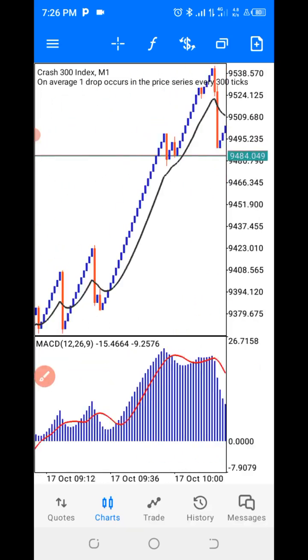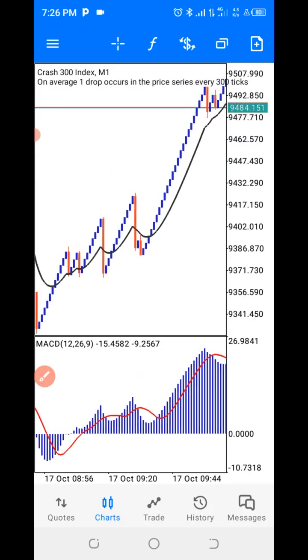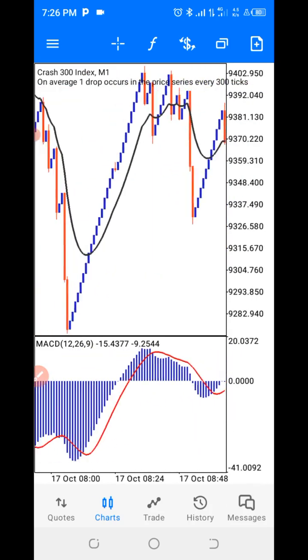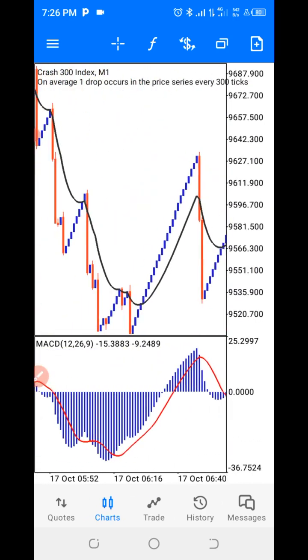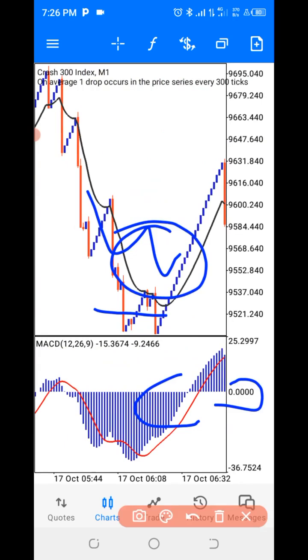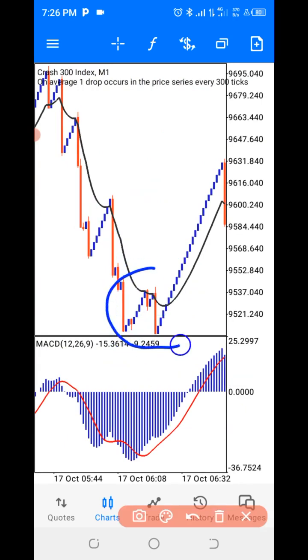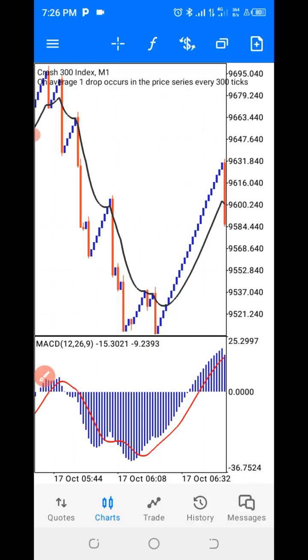Your MACD is above the zero level, right? So there are a lot of opportunities there. So this is another example, right? If you really want to enjoy this, just make sure you backtest very well. This is your W, right? Even your moving average actually confirms it for you, right? So there are a lot of them.